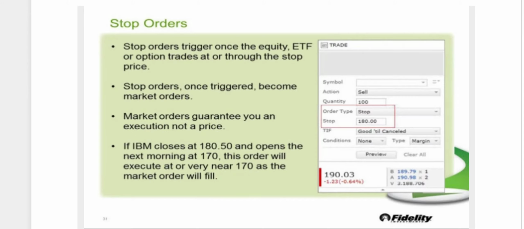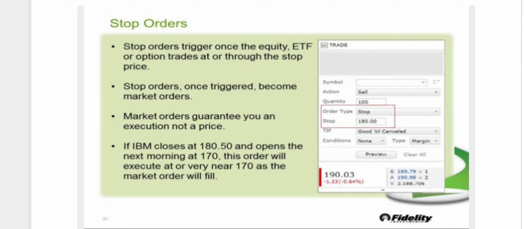The first one is probably the most common, and that's what's called a stop order. The most common way it's used is as a protection against something going against you. How does it work? It triggers once the equity, ETF, or whatever underlying you're trading trades at or through a particular price that you have set. In this case, we've got the trade ticket from Active Trader up on the screen. You have a stop set at 180. Once the stock goes through 180 or trades at 180, the stop becomes triggered.